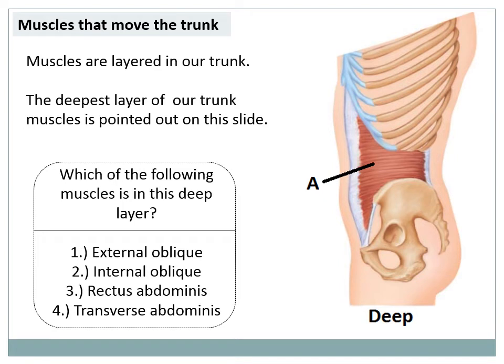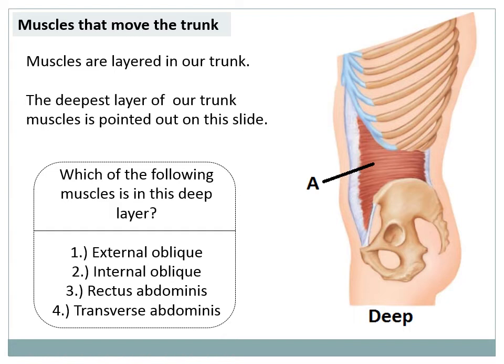All right, onward to some more muscles here. We have some layers to the muscles that are in our trunk. Think about your belly region. That's what we're talking about here. So looking at the deepest layer is A. A is our deepest layer that is in our trunk. So it could be one of the following: the external oblique, the internal oblique, the rectus abdominis, or the transverse abdominis. What do you think A is?